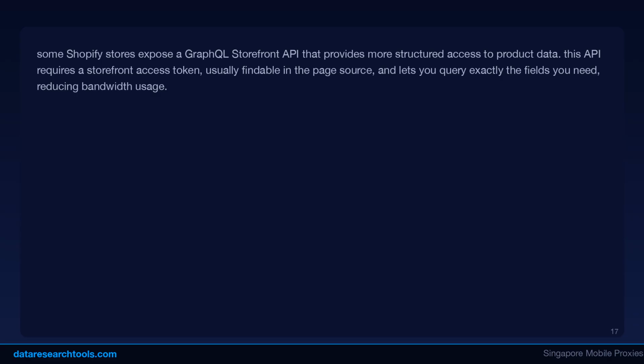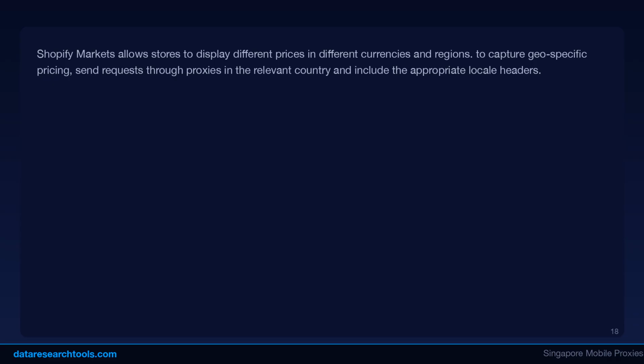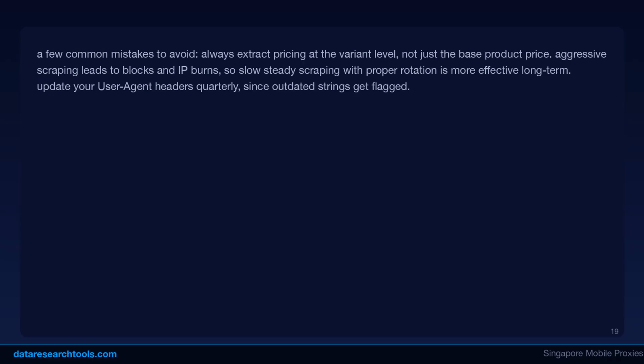This API requires a storefront access token, usually findable in the page source, and lets you query exactly the fields you need, reducing bandwidth usage. Shopify Markets allows stores to display different prices in different currencies and regions. To capture geo-specific pricing, send requests through proxies in the relevant country, and include the appropriate locale headers.